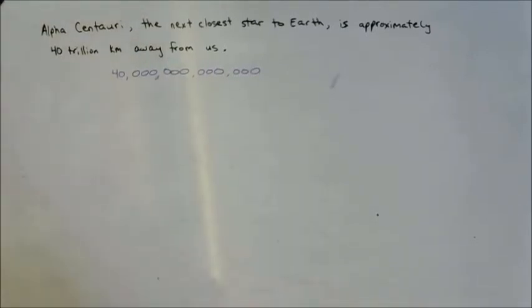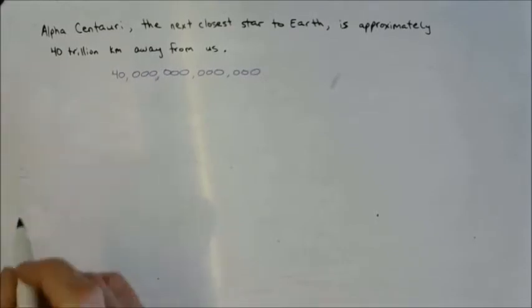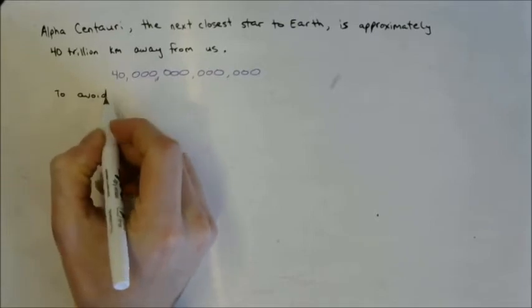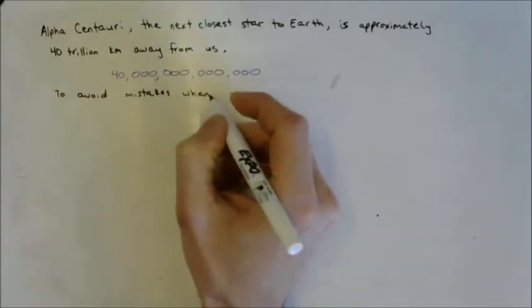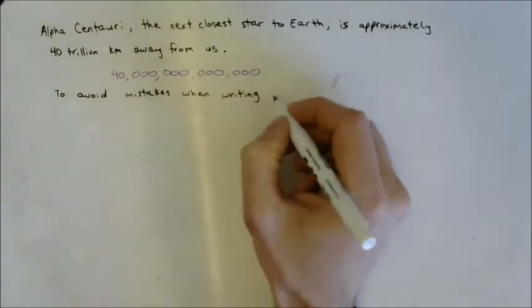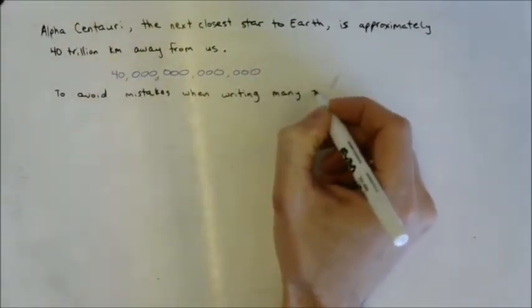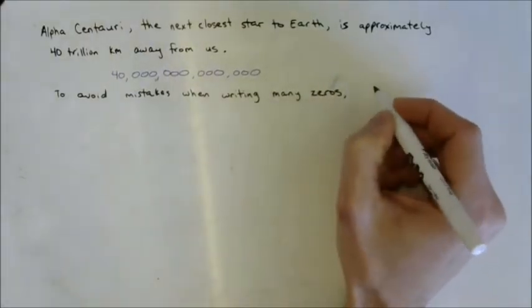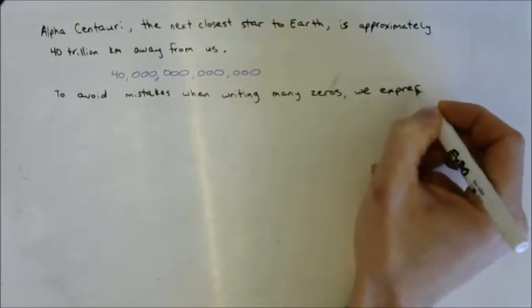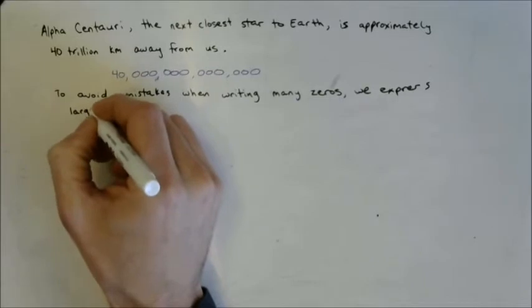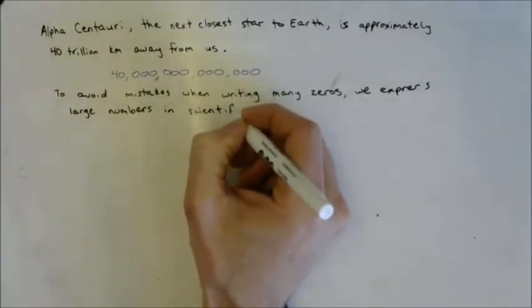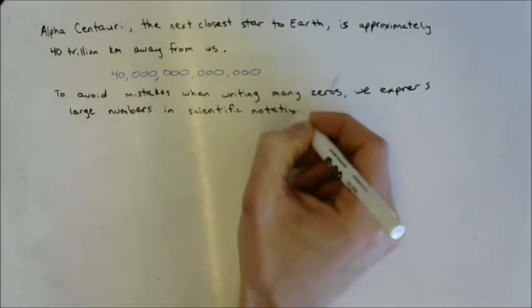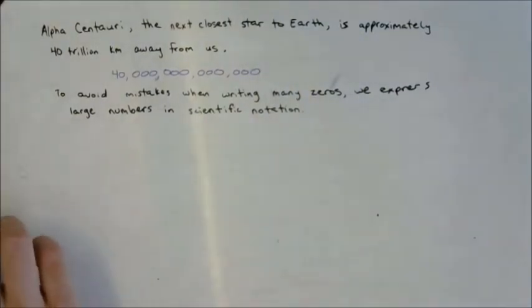So what we do is they have come up with something called scientific notation. So, to avoid mistakes when writing many zeros, we express large numbers in scientific notation. So we'll come back to expressing 40 trillion using scientific notation once we learn a little bit more about it.